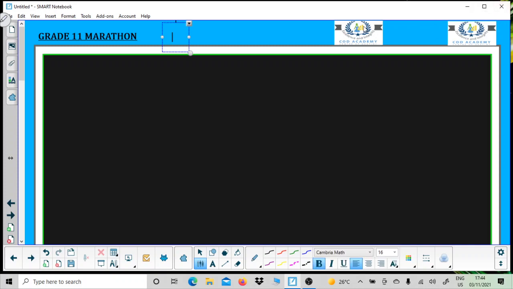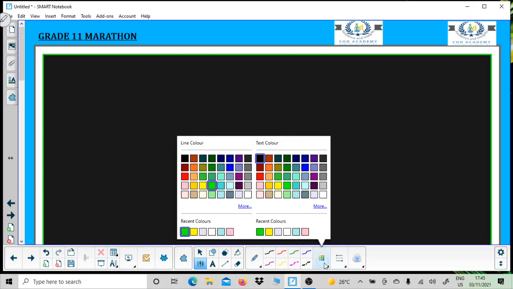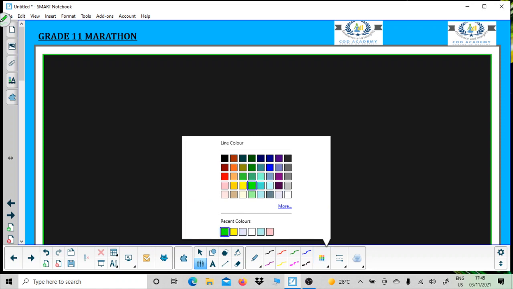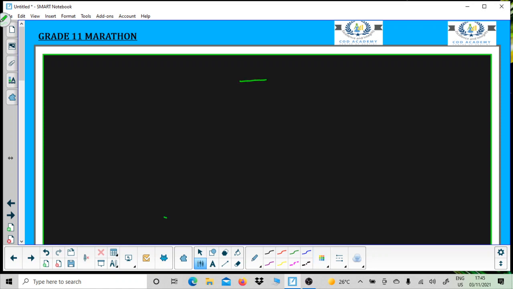Right, ladies and gentlemen, let's carry on with our marathon, and we're going to do the functions part now. You know, functions are good for us. I'm going to start with the easier one, and the easier one is the hyperbola. I like that one because it makes life very simple for most people. So let's do this one.